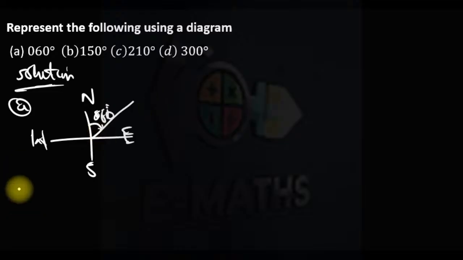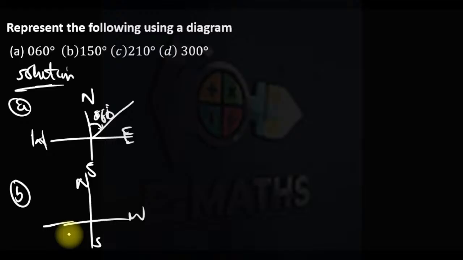For the second one, I have north, east, and west. We start again. This is 150. As you can see, this is 90. We've moved 90, so 150 should be 60 more. So the total is 90 plus 60, which is 150. So that's the bearing. I've represented it as 150.